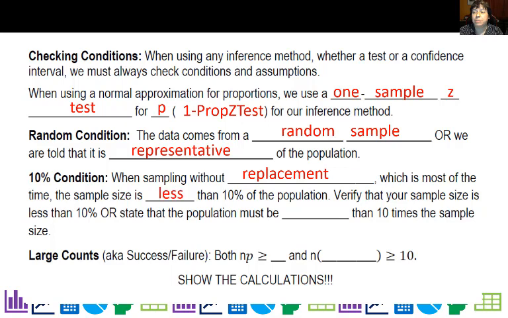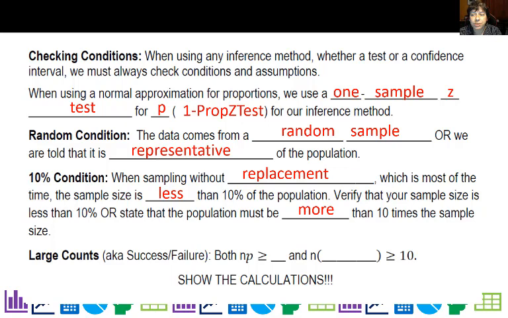we need the sample size to be less than 10%. Why is that? Well, we make the assumption that the proportion stays the same, and if we take more than 10%, our proportion is starting to change. Secondly, our calculation for standard deviation will now be messed up, so we're going to be a little bit off on the calculations. So you need to verify that your sample size is less than 10% of the population, or state that your population must be more than 10 times the sample size. Either one of those should work.